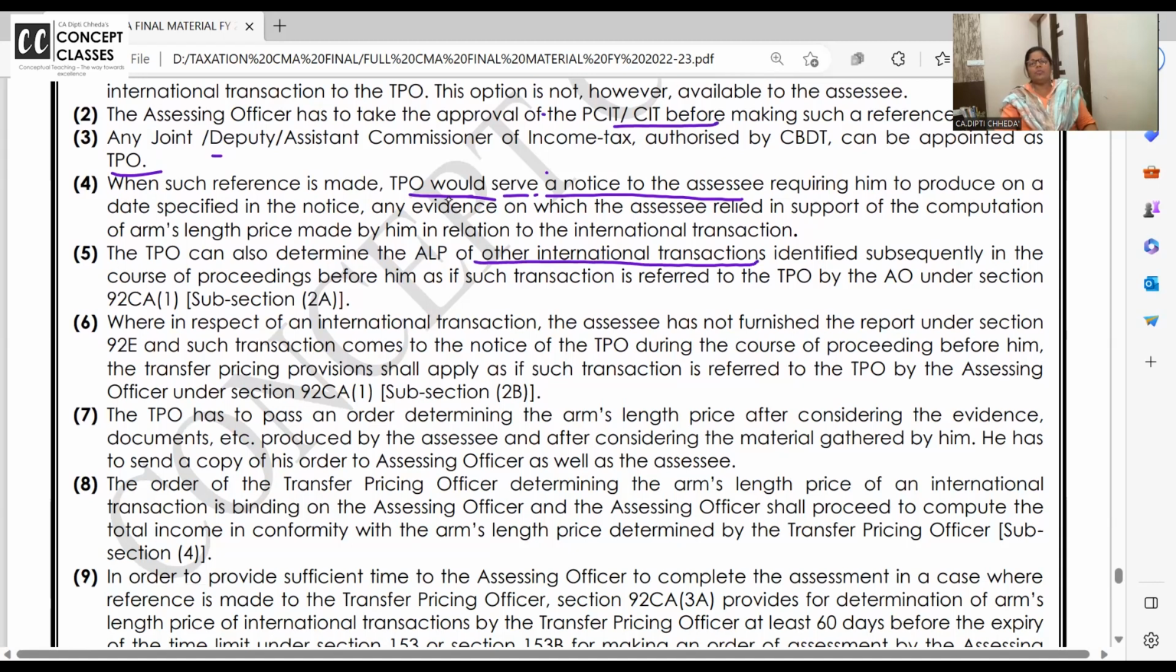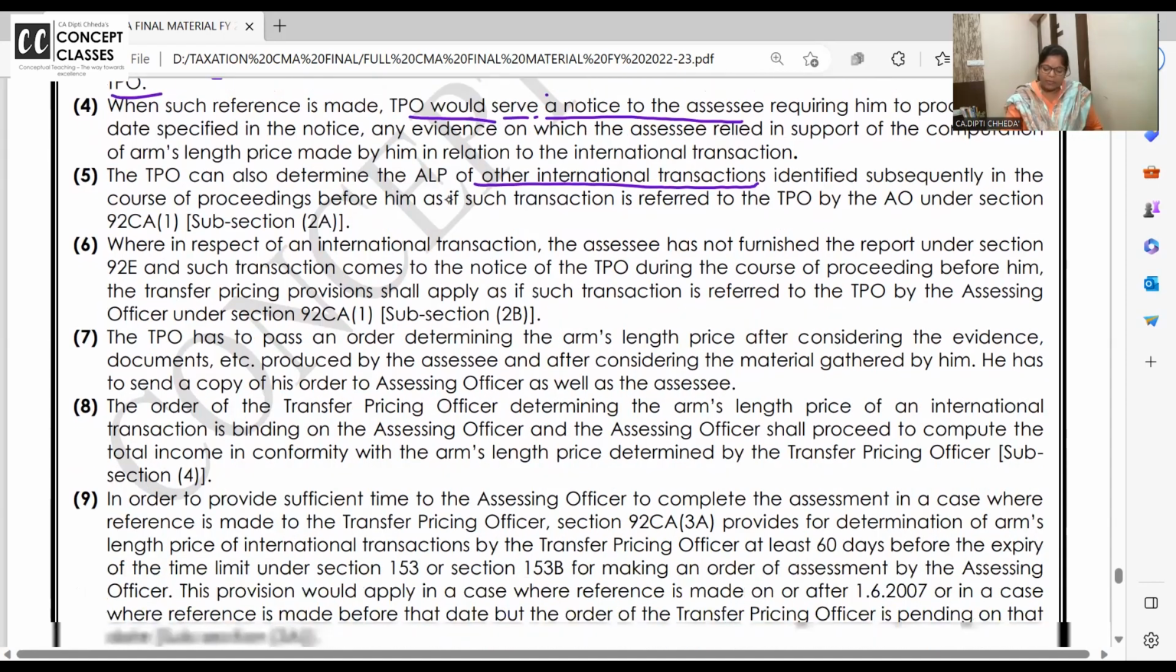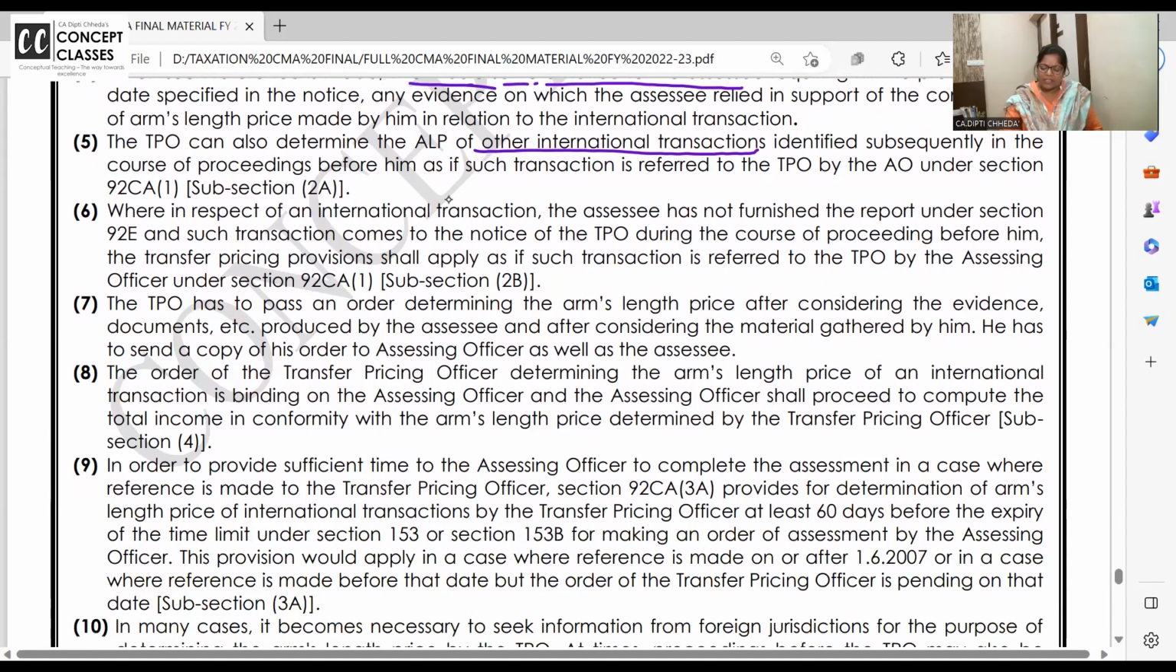We want them to give us the arm's length price for international transactions in A category. Can they apply for B category also? Yes. When in respect of an international transaction the SSE has not furnished the report, and such transaction comes to the notice of TPO during the course of proceeding, transfer pricing provisions shall apply as if the transaction is referred to TPO by the assessing officer.